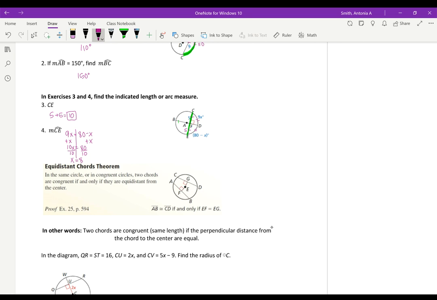So now I'm going to take that and plug it back in. So this is 9 times 8, which is 72. And this is 80 minus 8, or 72. So the total measure of this arc is 72 plus 72, which is 144 degrees.